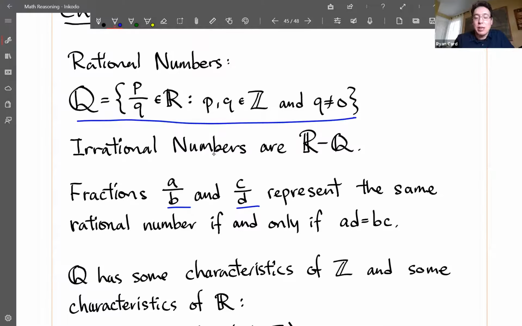That's because we could reduce fractions to get the same number, right? So you have to check if something is the same. One way to do this is to cross multiply between a d and b c and show that if a times d is equal to b times c, then you have the same rational number. So that's one new complexity that we have to work with.